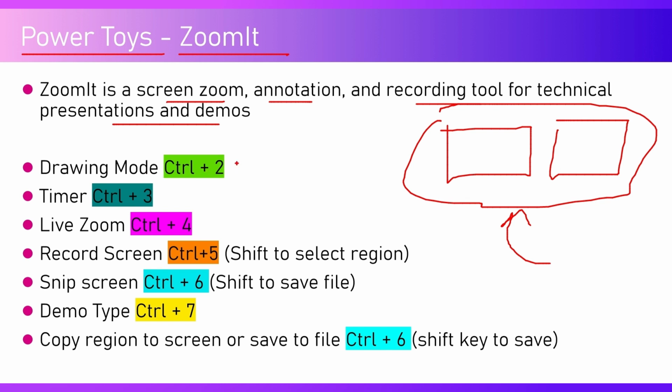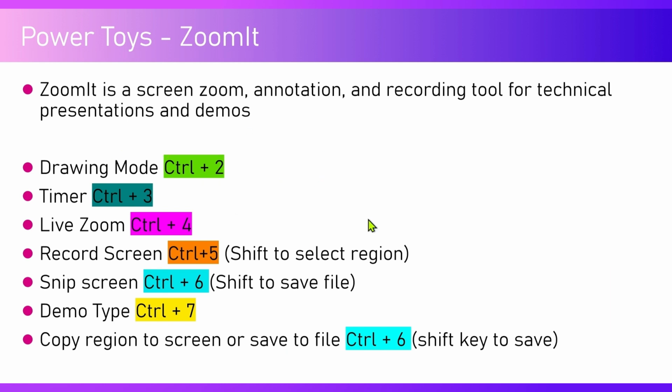One is the drawing mode, which we have just seen. Then we can turn the timer on and off, so the timer appears on the screen. Then we have live zoom. Then we have record screen, snipping the screen, demo type, copy region to screen, or save to file. These are the various shortcuts for performing all those operations.